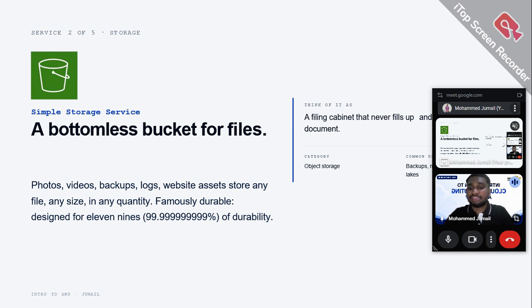Next one is S3. Amazon S3 stands for Simple Storage Service. It's a cloud storage service used for storing files such as images, videos, backups, and documents. One important feature of S3 is durability, meaning files are stored very securely with minimal risk of data loss. Many companies use S3 for backups, media storage, and static website hosting.